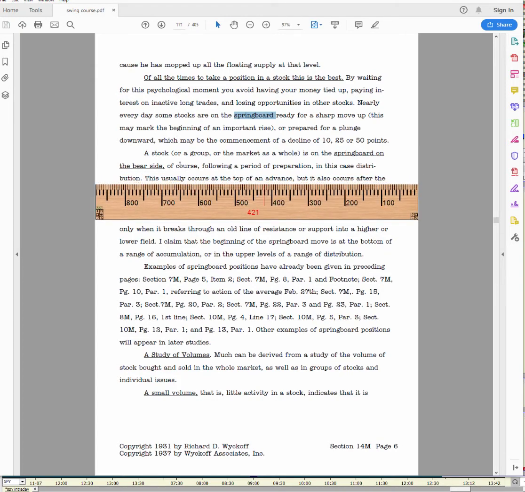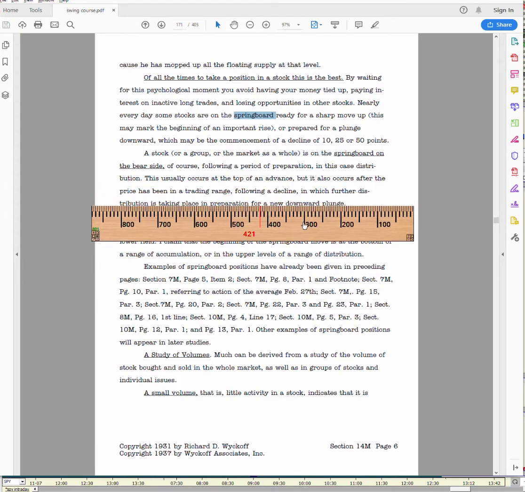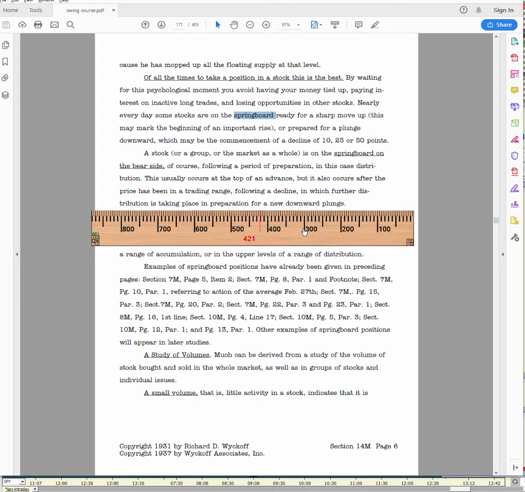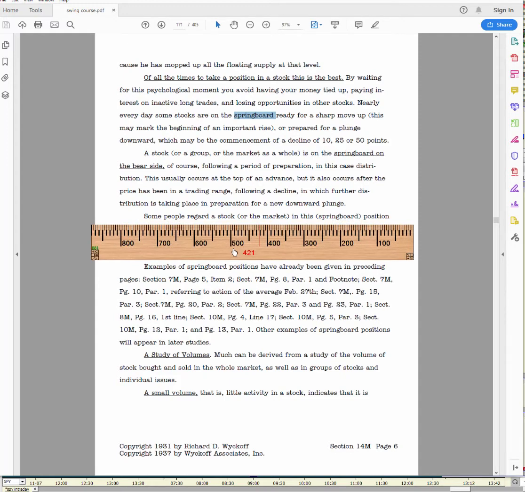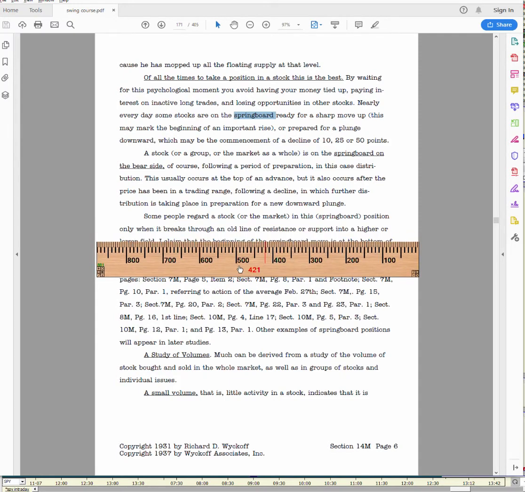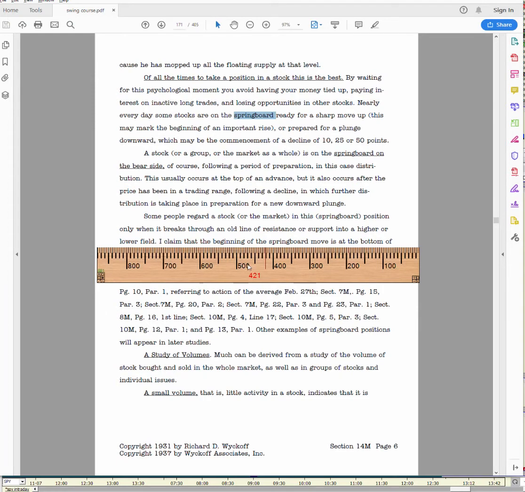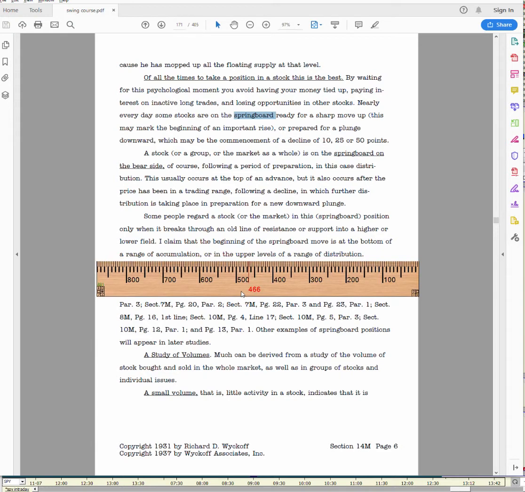So on the bear side, you have springboards. In the case of distribution, this usually occurs at the top of an advance, but it also occurs after the price has been in a range following a decline in which further distribution is taking place and new preparation is occurring. Some people regard a stock in this springboard position only when it breaks through an old line of resistance or support into higher or lower field. I claim that the beginning of the springboard is at the bottom of a range of accumulation or at the upper levels of a range of distribution. Yeah, that's true. That is true.